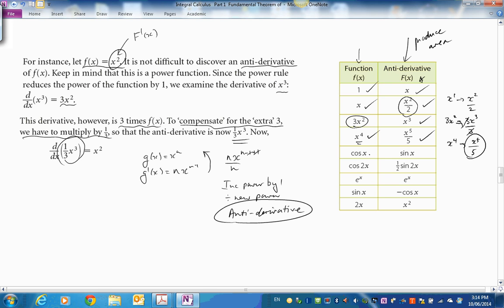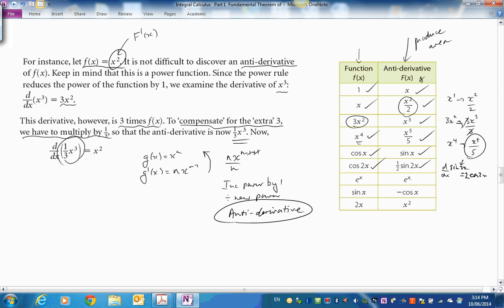So if we had cos x, which function differentiated gives cos? It's sine. Which function differentiated gives cos 2x? It's a half sine 2x. Let's check that one out. Oh, sorry, doing the wrong side. Derivative of sine 2x. Derivative of sine is cos. And then we've got to multiply by the derivative of that function, the function of a function chain rule.